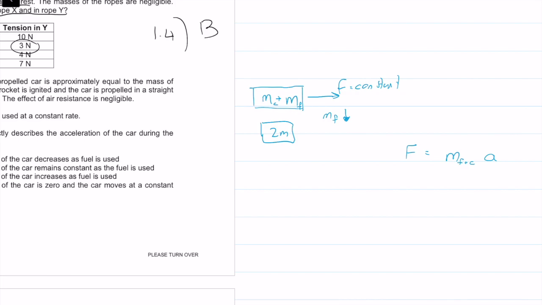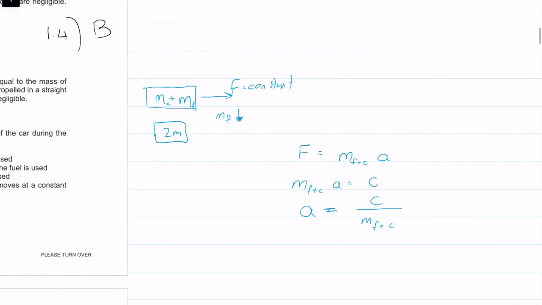Okay, so that means we can say, and we know that F is a constant. So we can say that the mass of the fuel in the car times the acceleration is equal to a constant. So that means the acceleration is equal to a constant over the mass of the fuel plus the mass of the car.